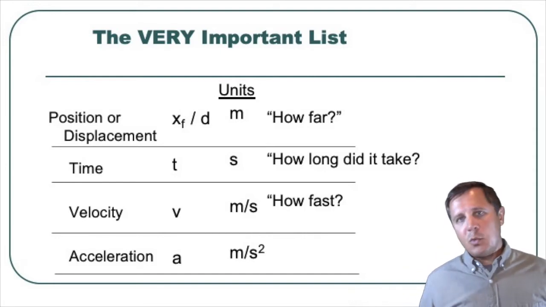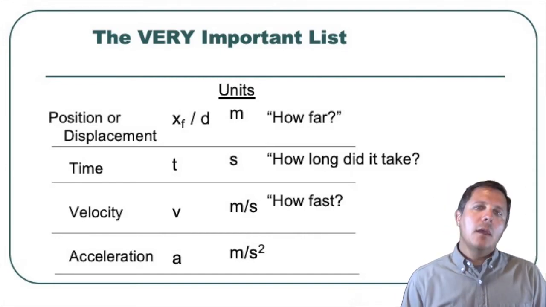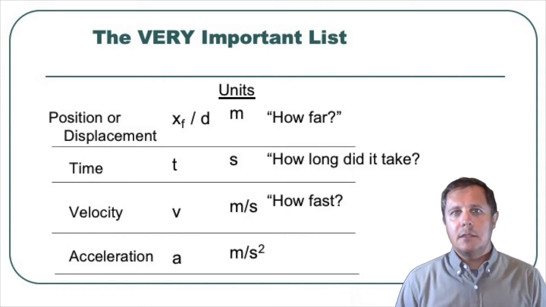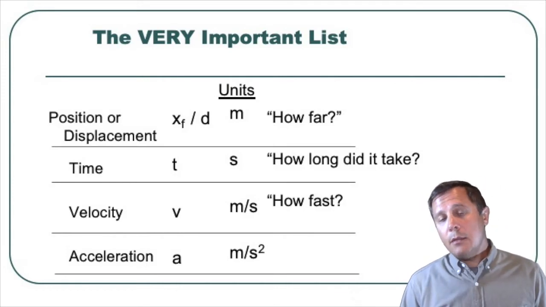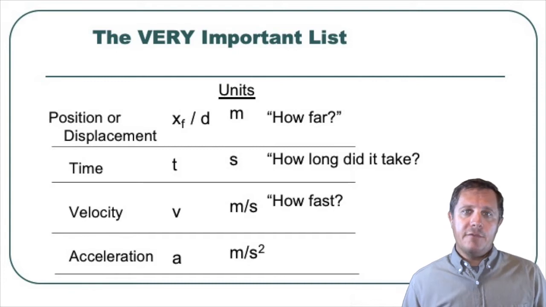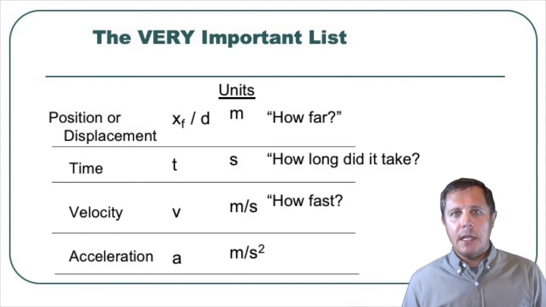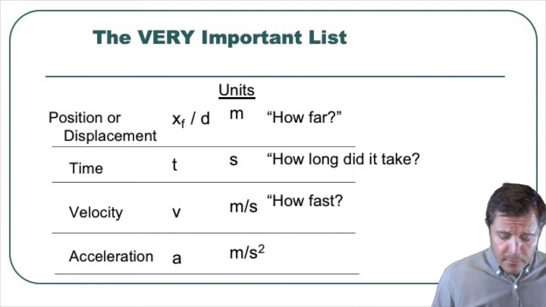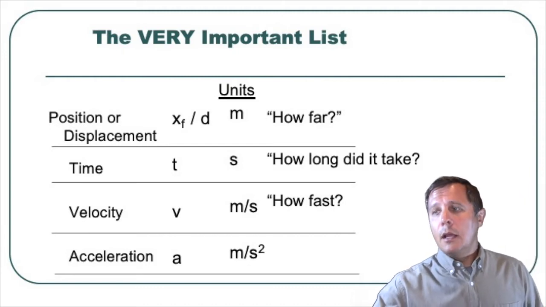All right, next one, time, would be the letter t. We measure time in seconds, always in seconds. Velocity, letter v, we measure in meters per second. And then finally, acceleration is meters per second squared. Okay? All right, so let's move on to the next slide here.